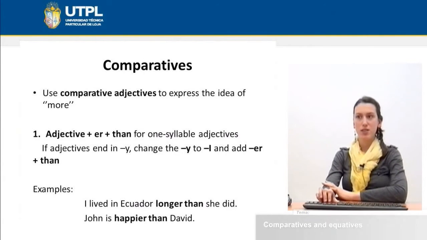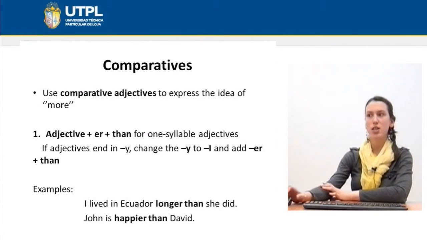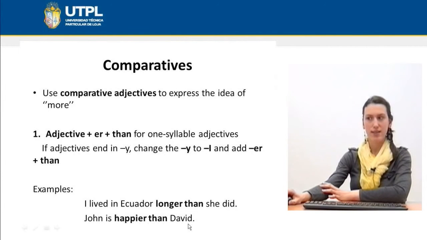We use the adjective and we add -er for one syllable adjectives, and if adjectives end in y, we change the y to i and add -er plus than. Okay, let's look at these examples. I lived in Ecuador longer than she did. John is happier than David. Here I needed to change y to i.